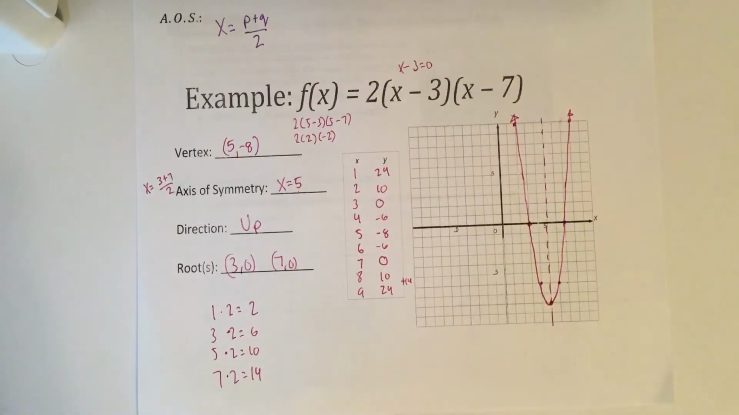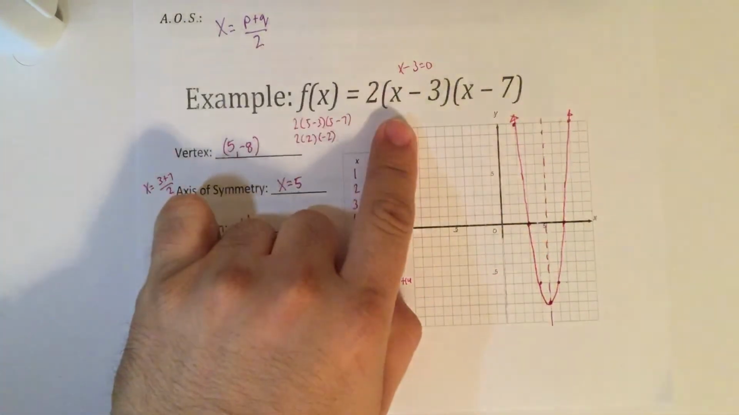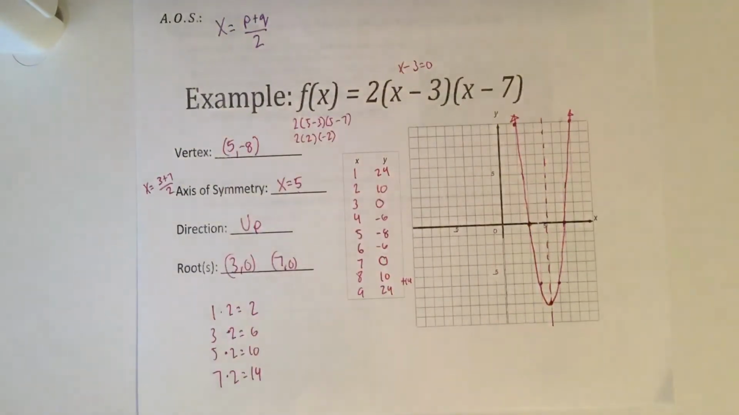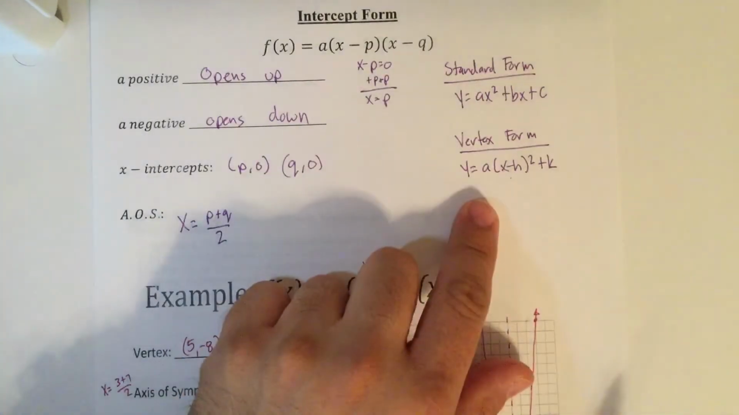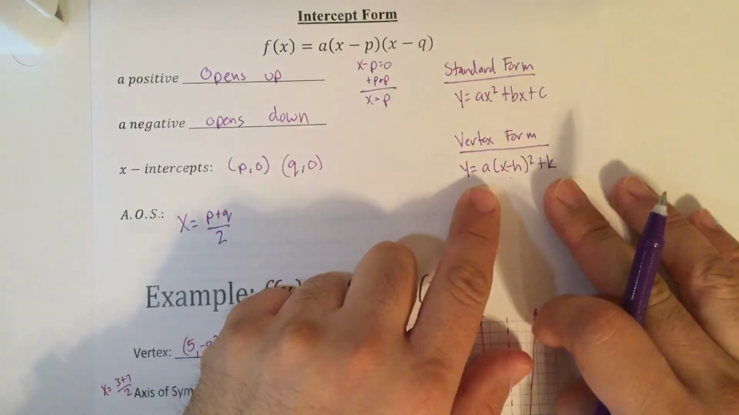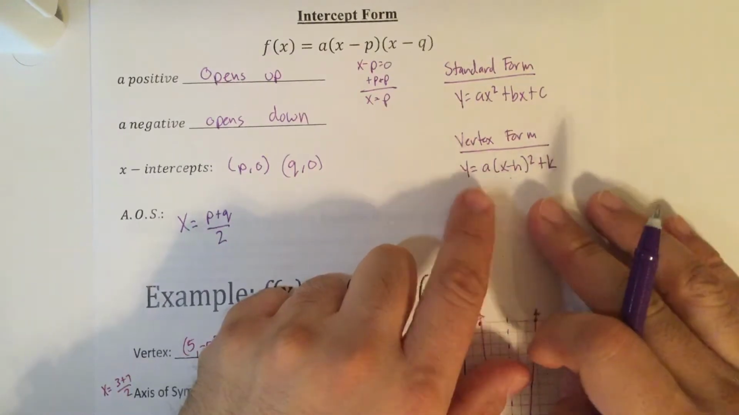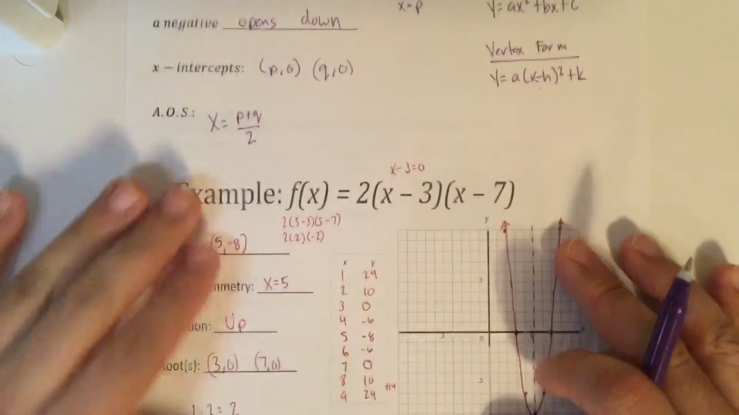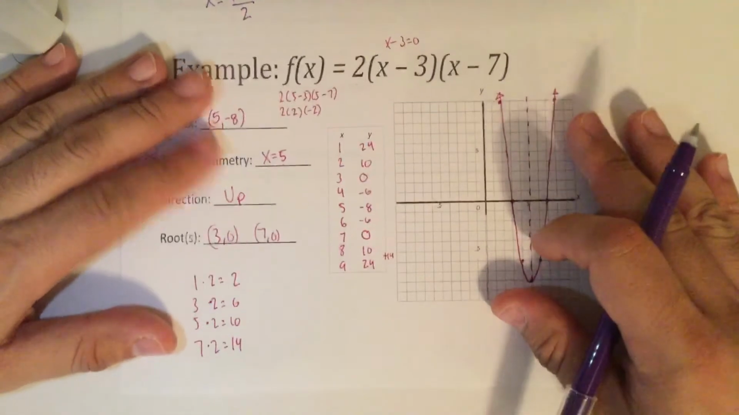Now, one thing that we may ask you to do, and actually not we may, we will ask you to do, is to convert it from intercept form to standard form. So if you think about vertex form, you had to write x minus h twice, and then you fold it out, multiply by a, and then add the k. So this one is pretty much the same thing.